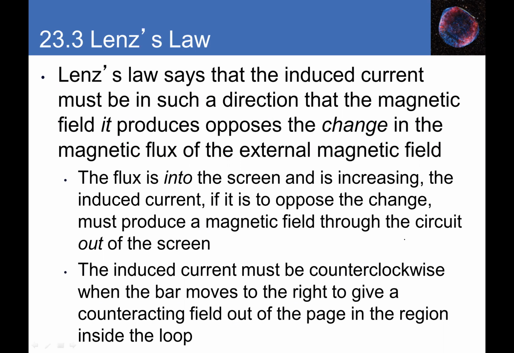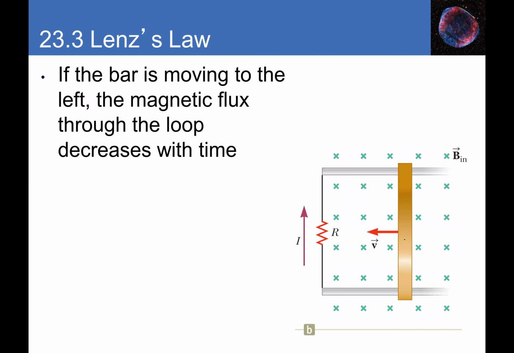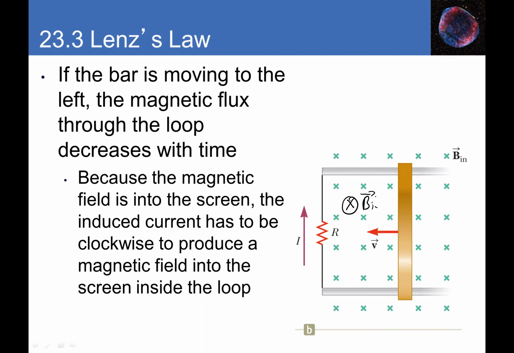So what happens if, let's say, the conductor is moving to the left? Well, if it's moving to the left, the flux is decreasing, and the loop is going to try to reinforce the flux, to increase the flux by pumping magnetic field into the page. This is the induced magnetic field into the page, and that means that the current has to be clockwise, as you can see. Because the induced magnetic field is into the screen, it has to be clockwise to produce magnetic field into the screen inside the loop.